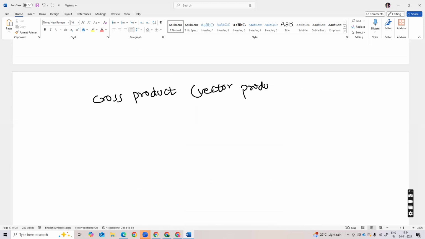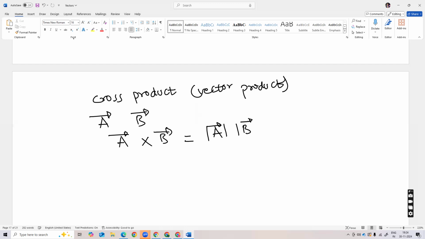So if you have vector A and you have vector B, their cross product is given as A cross B is equal to mod A, that is magnitude of A, into mod B, that is magnitude of B, into sine theta.